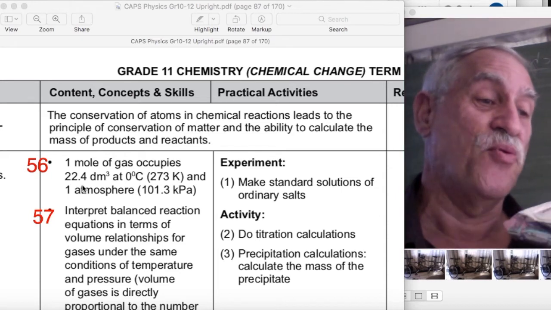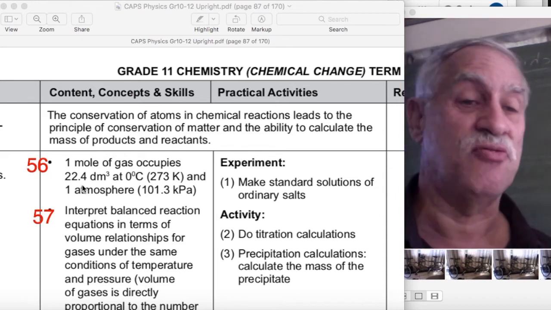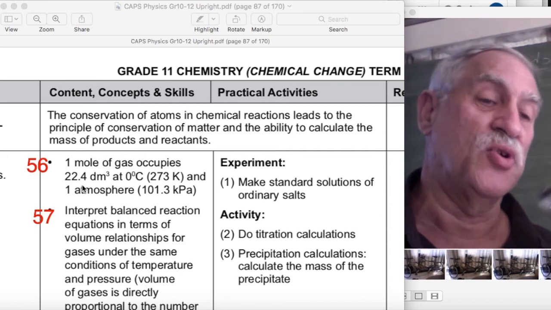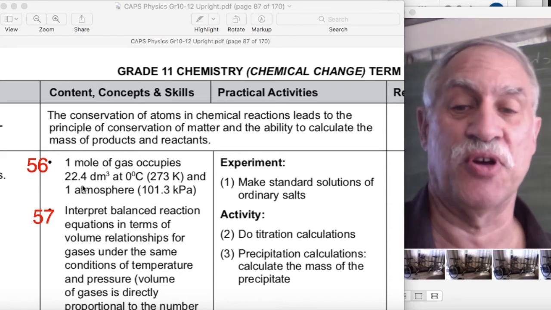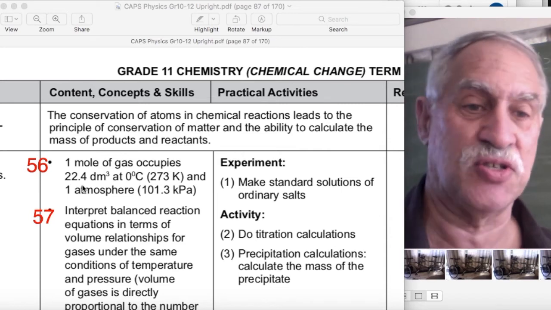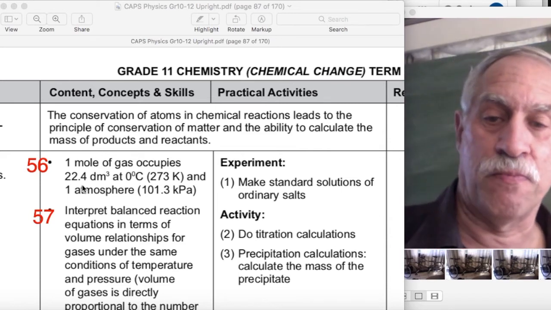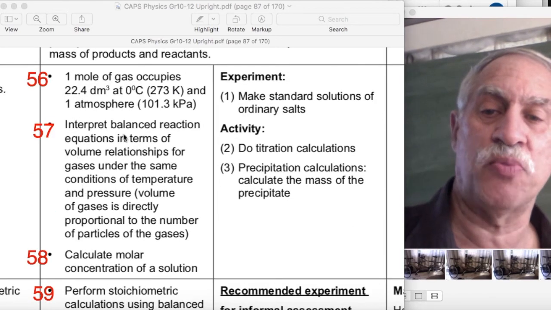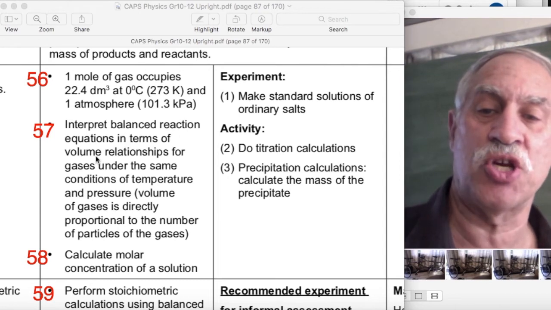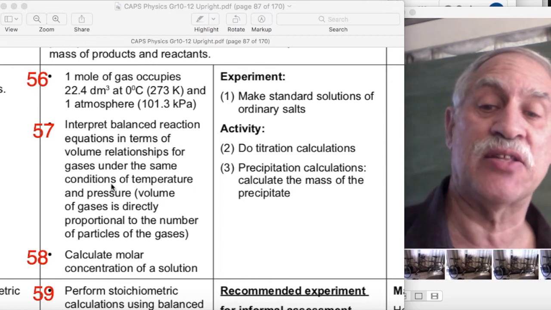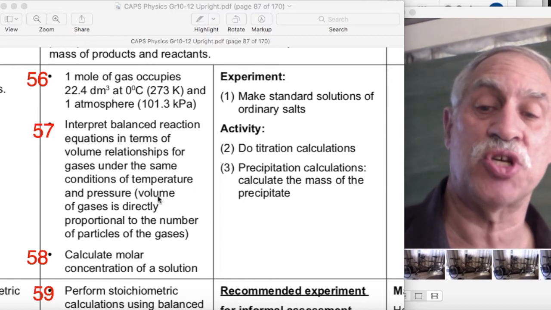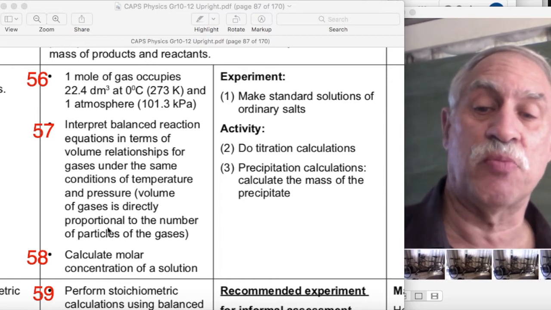Strangely enough, 1 mole of any gas, be it neon, hydrogen, makes no difference, will always occupy the same volume, which is 22,4 liters. Okay, that's old stuff. Now, for today, interpret balanced reaction equations in terms of volume relationships for gases under the same conditions of temperature and pressure. Volume of gas is directly proportional to the number of particles of the gas.